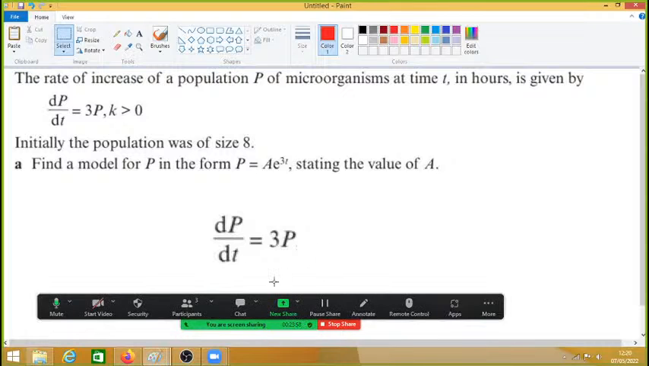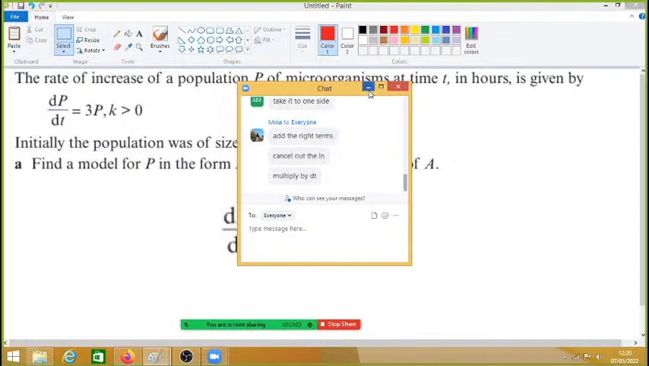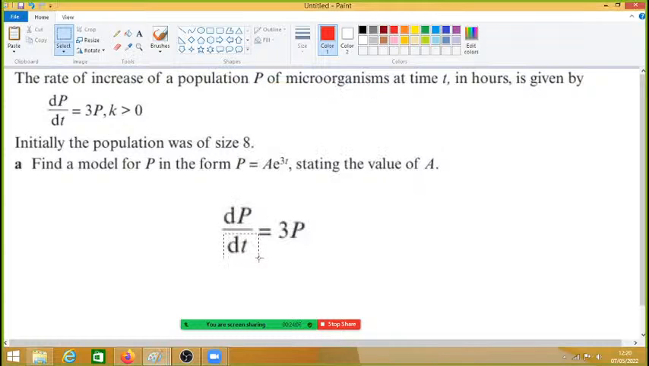Any ideas what to do first? Good. We are going to multiply by dt, so let's take the dt to this side, and now I've got something very nice and simple. What else can I do? Remember, separation of variables is the name of the technique.